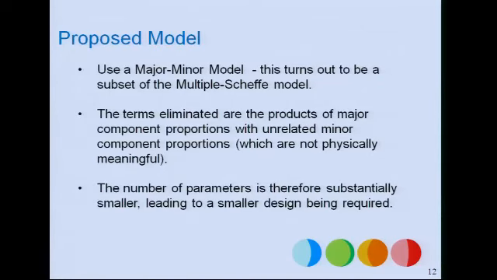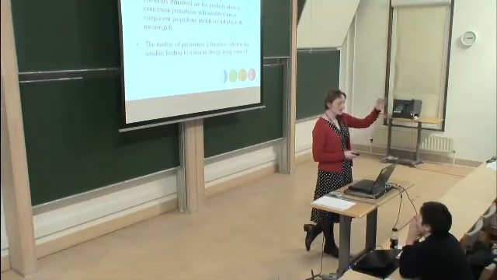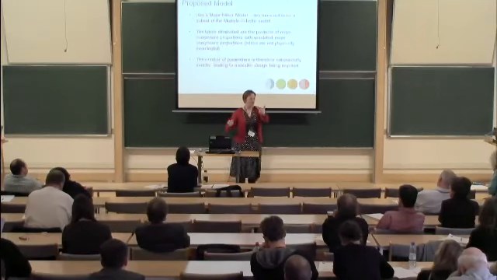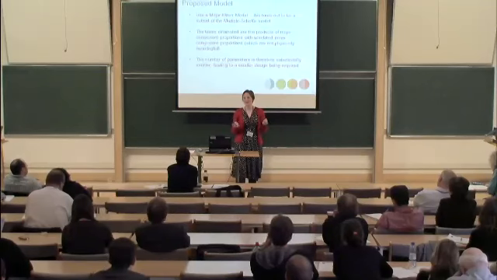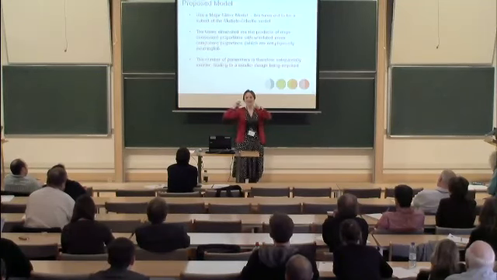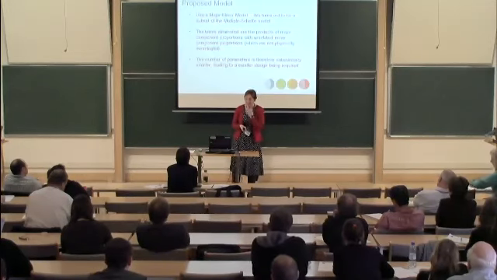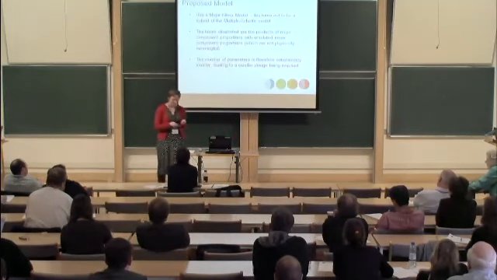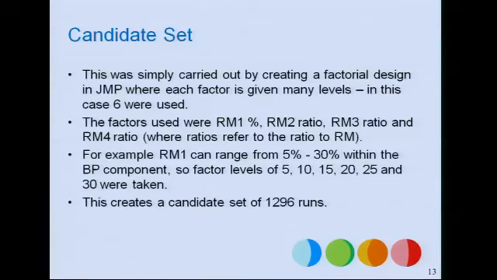The model then that the paper proposed, they're calling it a major-minor model, but it actually turns out to be a subset of the model that I showed before. And the difference is that you're eliminating terms that are products of the major component proportions with unrelated minor components, which are terms that physically don't really make sense anyway. And because you're taking away that subset of terms, you end up with fewer parameters in your model and therefore need fewer runs in your design. And the algebra of that is shown in the paper, so I don't feel like I need to show it here.